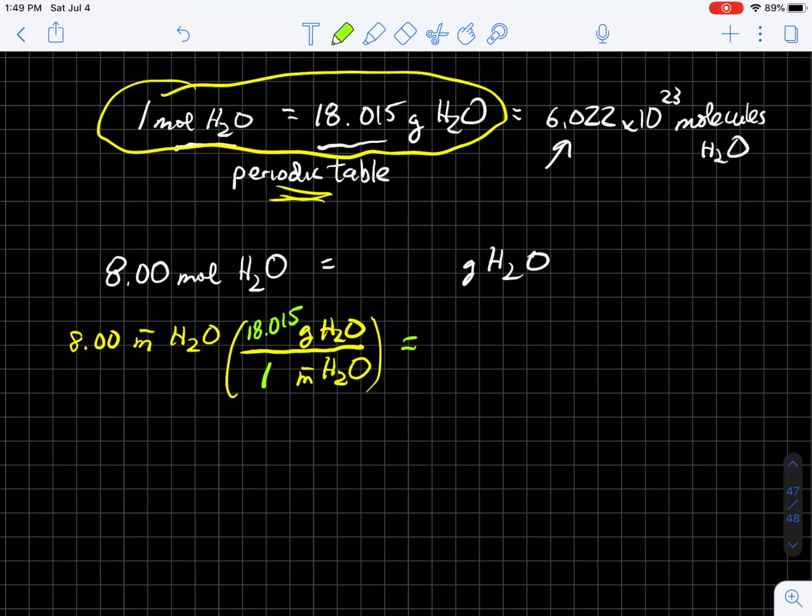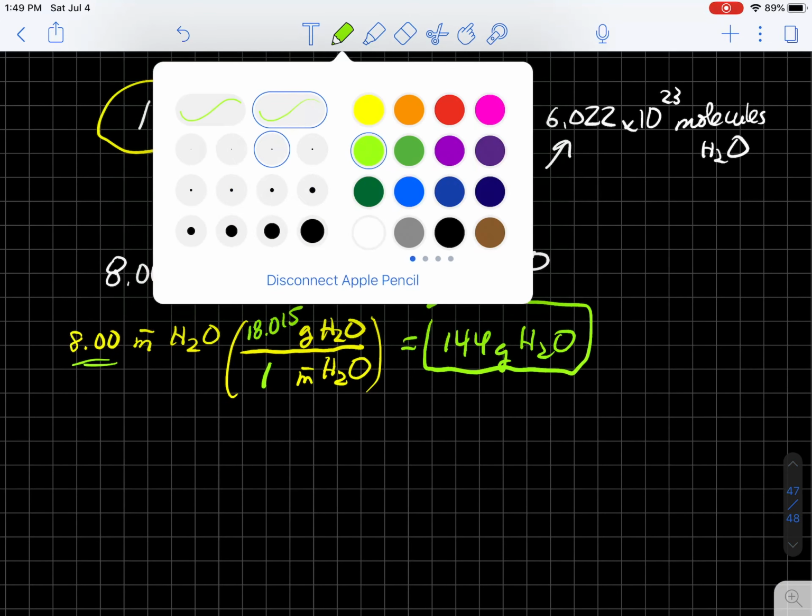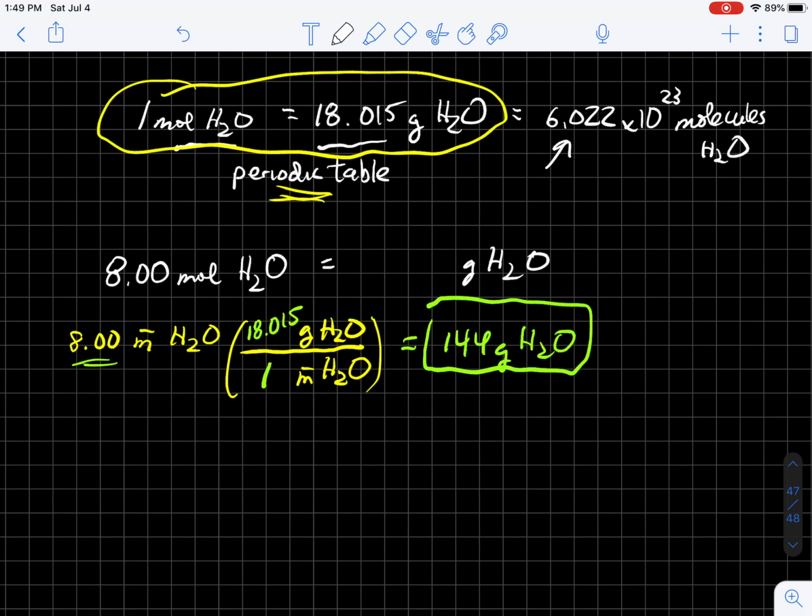We're left with grams. So 8 times 18.015 divided by 1, I get 144.12. How many sig figs? 3 sig figs. So this is going to be 144 grams of water. Easy, right? Don't overcomplicate it. This is easy.